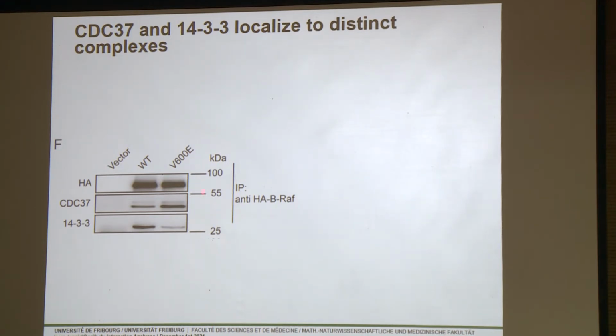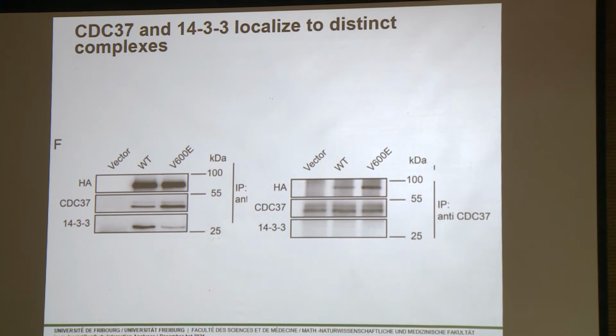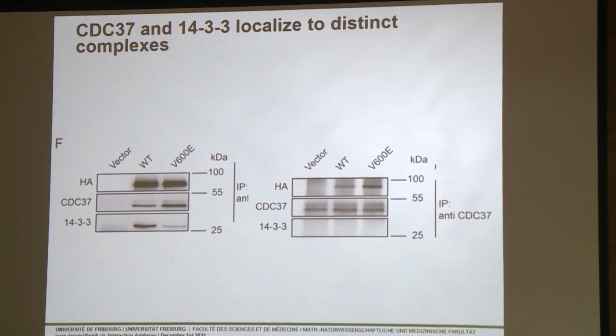So here we purified BRAF itself, and we have wild type and oncogene, and you can see that the CDC37 binds stronger to the oncogene, and the 14-3-3 binds stronger to the wild type. When you do the opposite IP, you pull on CDC37, you see that the oncogene binds stronger to CDC37 compared to the wild type. So this is all consistent and makes sense.